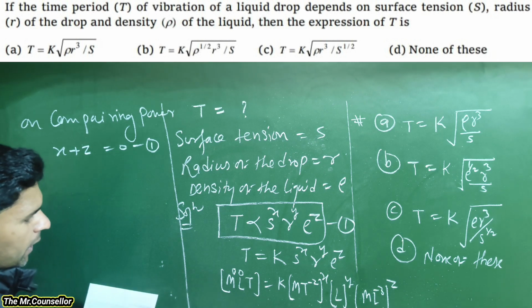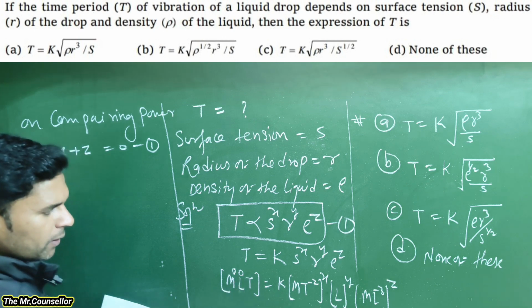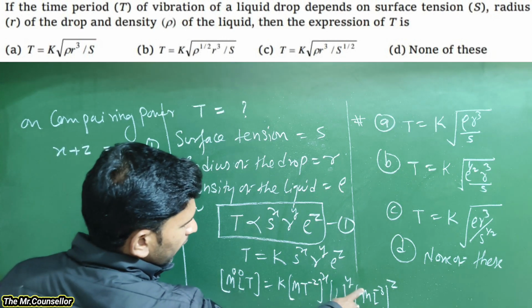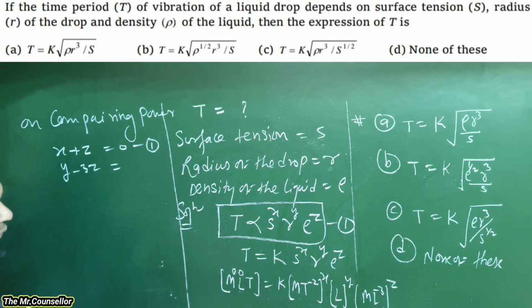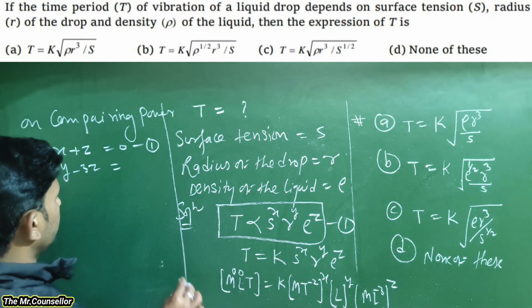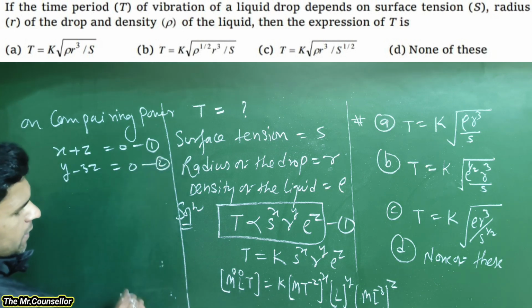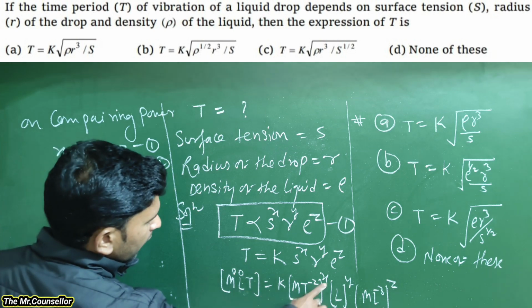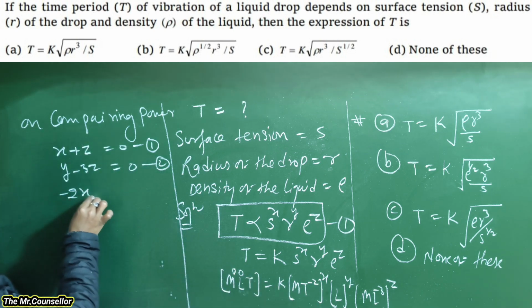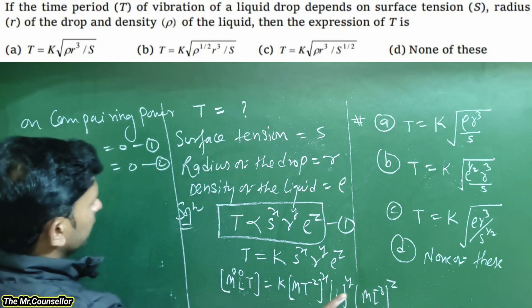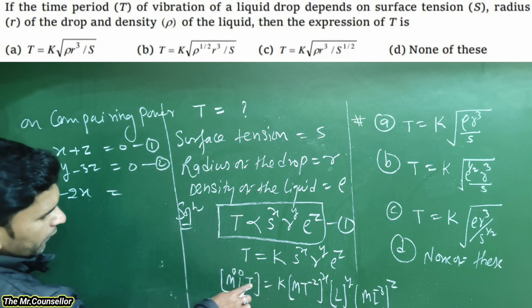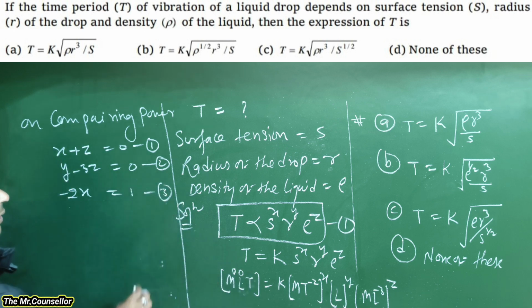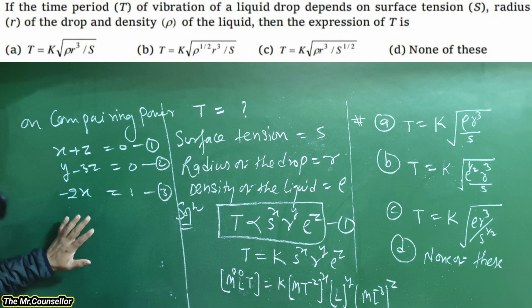And second, L power here is 0, but on the right hand side we have L power y, L power minus 3z. So y minus 3z is equal to 0, because L has 0. Is it okay? Then T: here T has 1, and on the right T power minus 2x. Very good. So minus 2x is equal to 1, so x is minus 1/2. Now you can solve all these values.